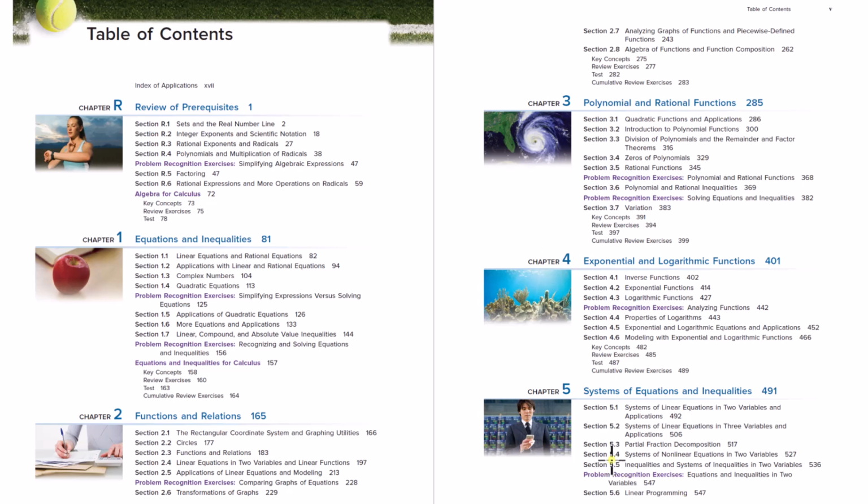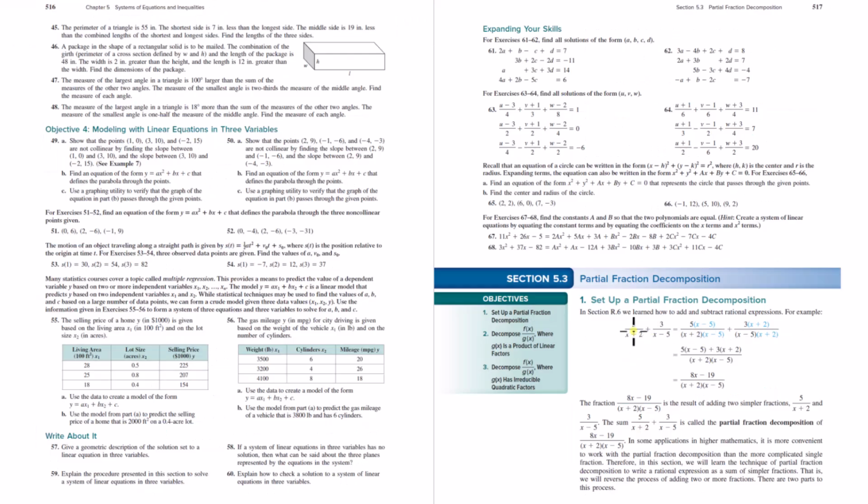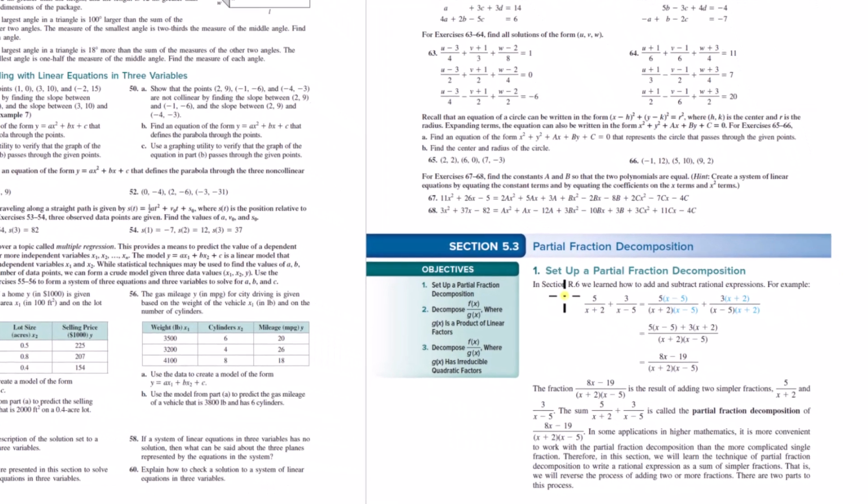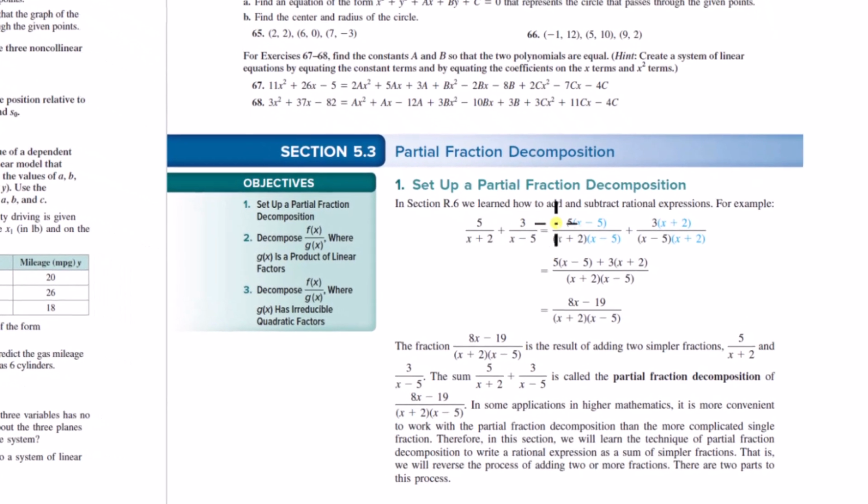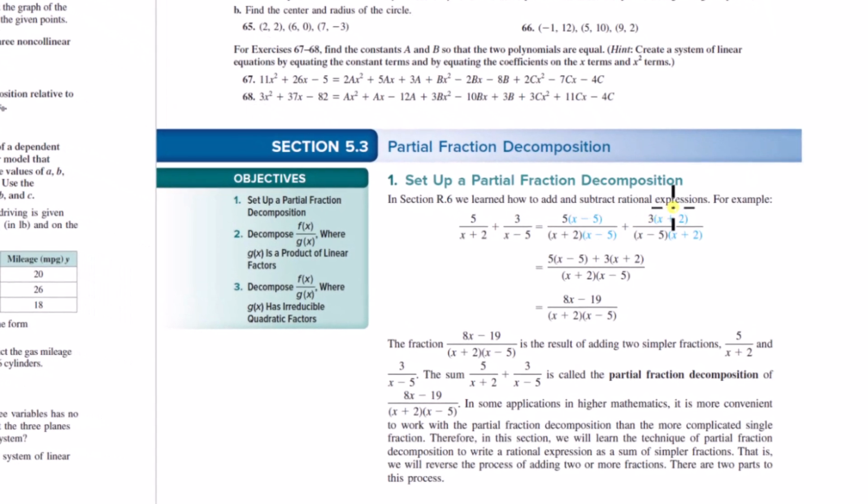In this video, we're going to go through section 5.3, which is on partial fraction decomposition. In section R.6, we learned how to add and subtract rational expressions. Here are two rational expressions, and we added them by creating a common denominator. And then with the common denominator, we could combine the two fractions. And the result is this.